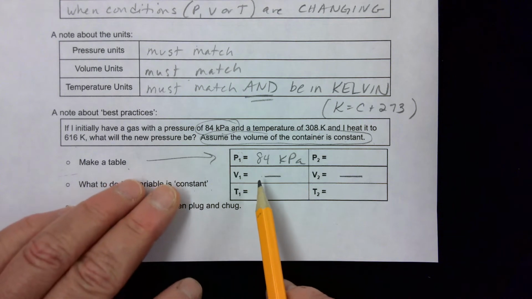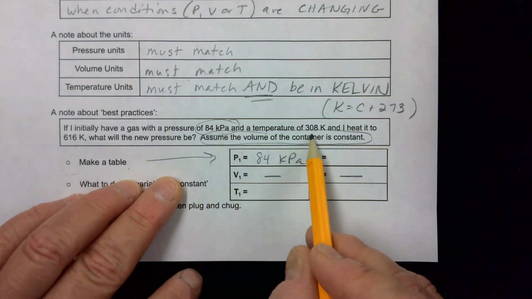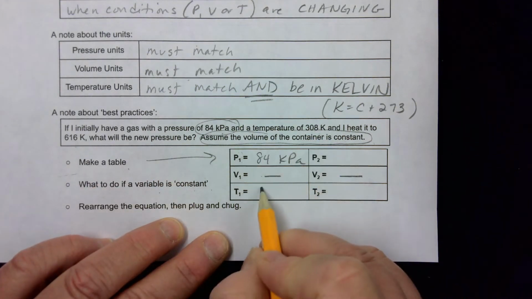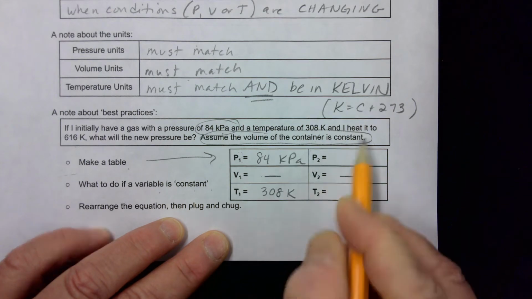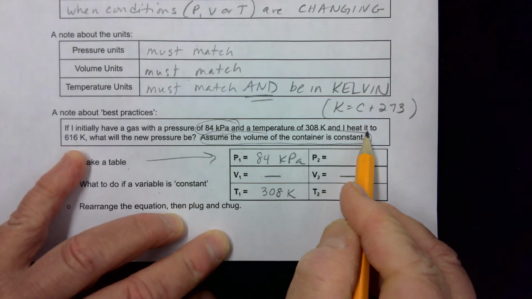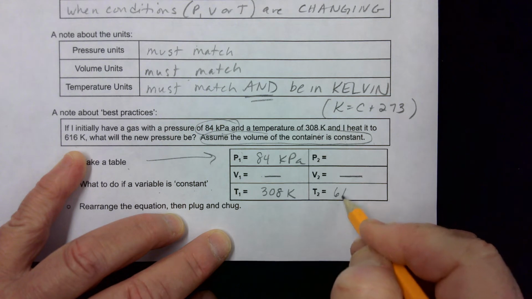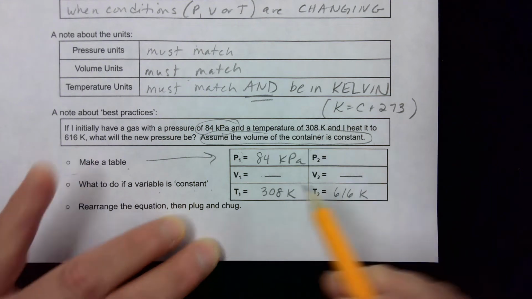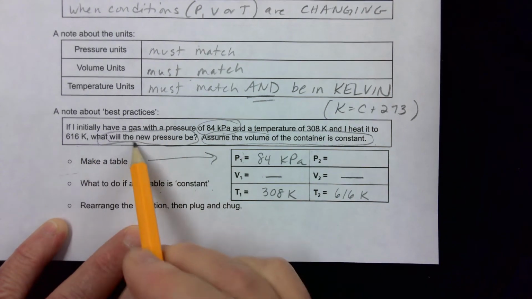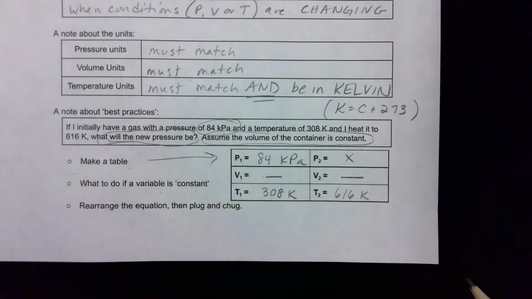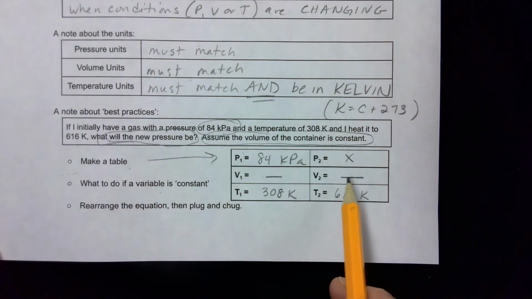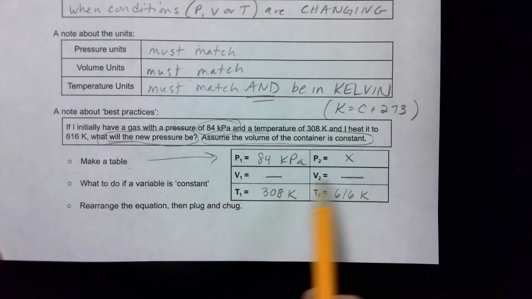Continuing to make a table, the temperature was 308 K at the beginning. We're going to heat it to 616 Kelvin. So that's our new temperature, and we are being asked to find what the new pressure will be. So P2 is going to be our X. Okay. So we made a table. If something's not changing, we just ignore it.